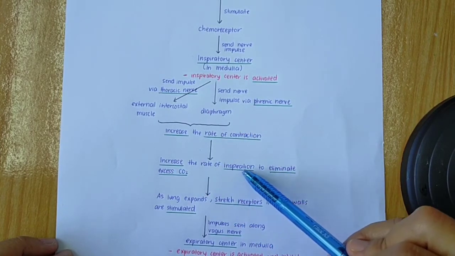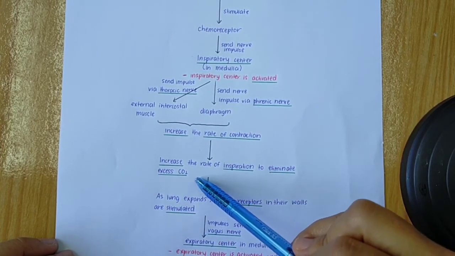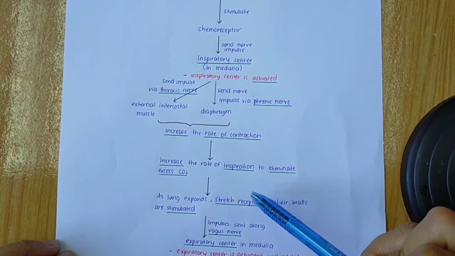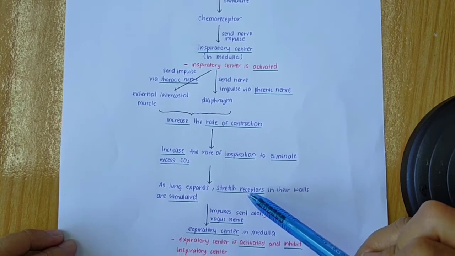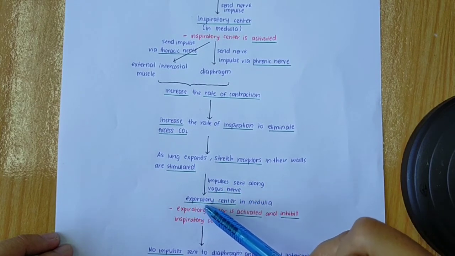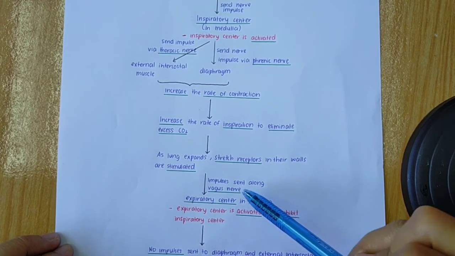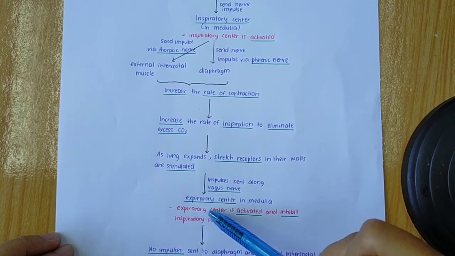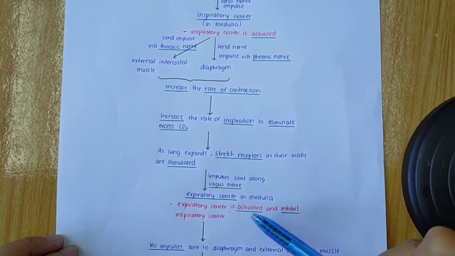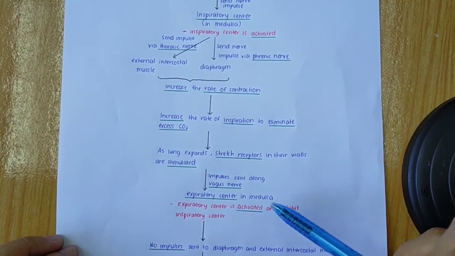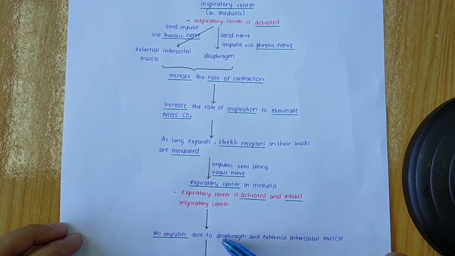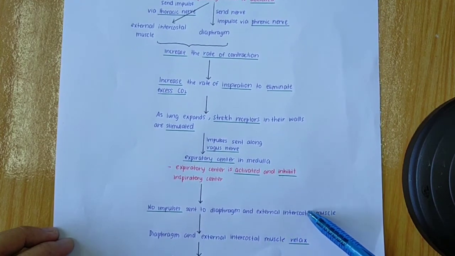So bila sahaja inspiration berlaku, apa yang berlaku kepada lung? Lung akan expand. As the lung expands, stretch receptor that is located at the wall of the lung is stimulated. Once stretch receptor is stimulated, it will send impulse via vagus nerve to the expiratory center in the medulla. So apa yang akan berlaku bila sahaja expiratory center receive impulse? The expiratory center will be activated and it will inhibit the inspiratory center. Since the inspiratory center is inhibited, what happens? No impulse will be sent to the diaphragm and also the external intercostal muscle.